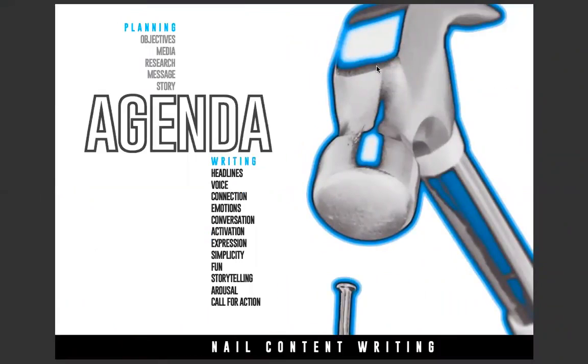It's going to cover the objective, media, research, message, and story, which are part of content writing. When it comes to the writing skills, it's writing headlines, voice, connection, emotion, activation, conversation, simplicity, fun. The call to action is the more important part that we used to work with.